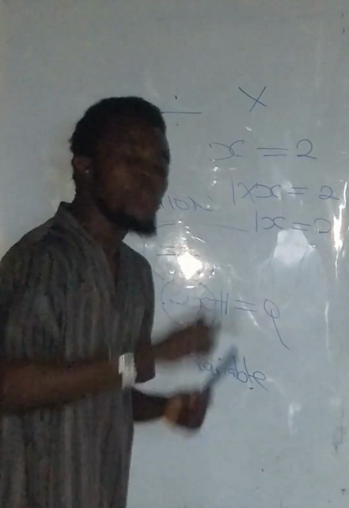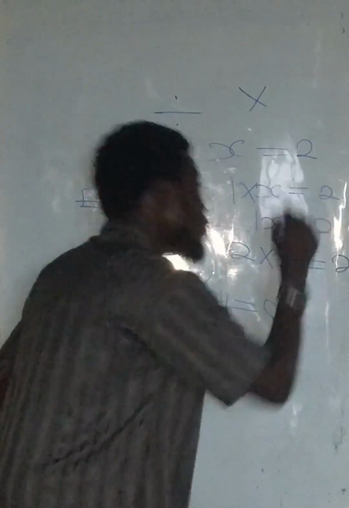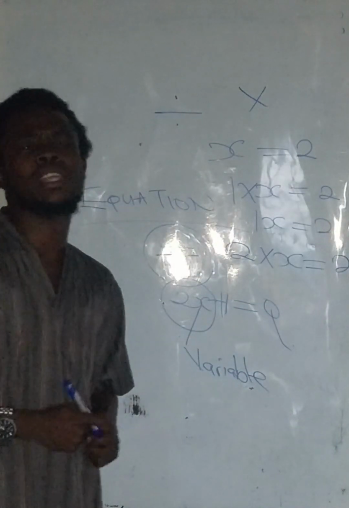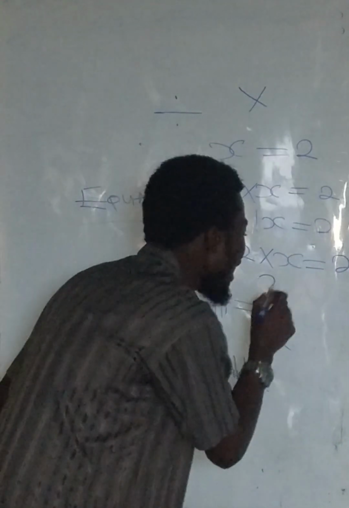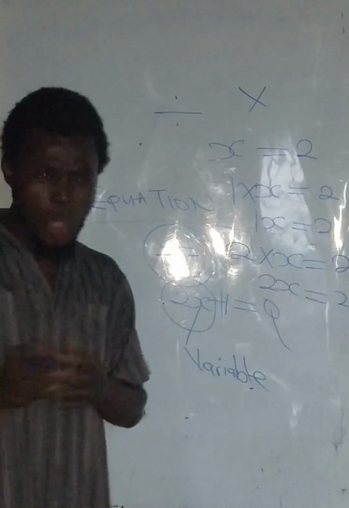Good. Now note that if we have 2 multiplied by x is equal to, we say, 2, right? Now 2 times x, what do you have? 2x. Now we have 2x is equal to 2. Are we alright?